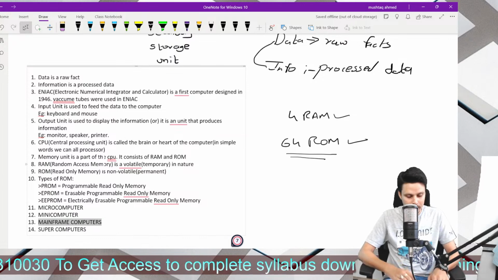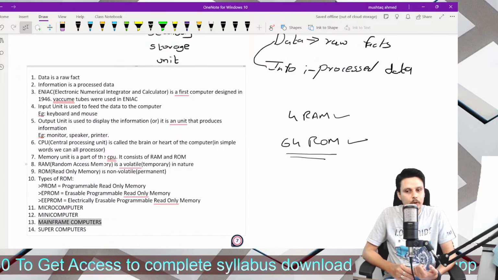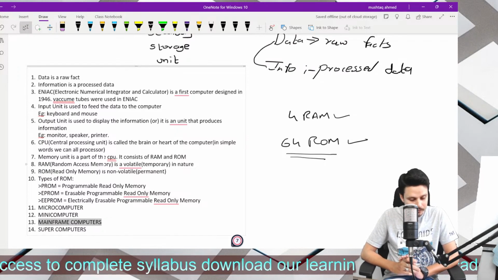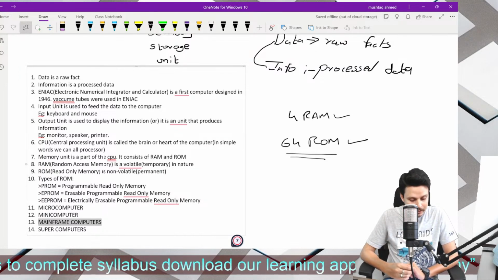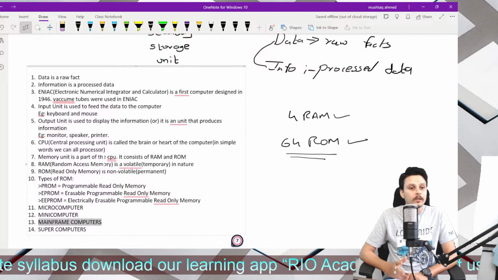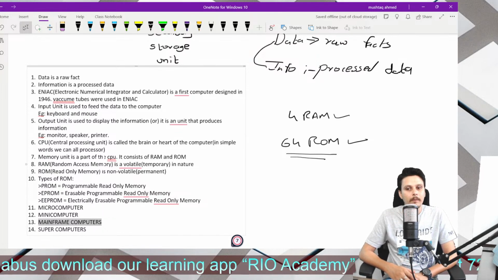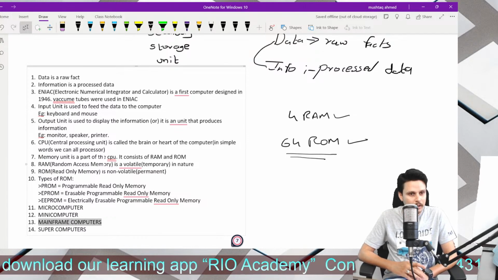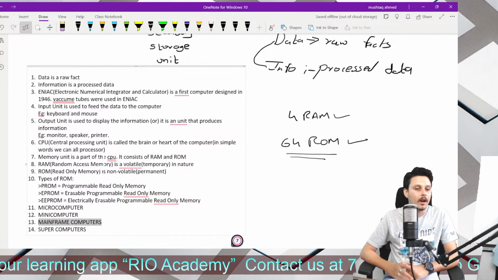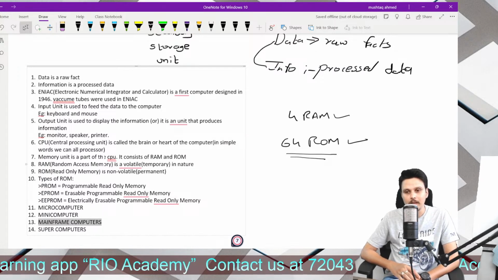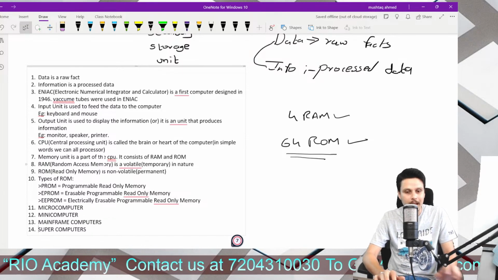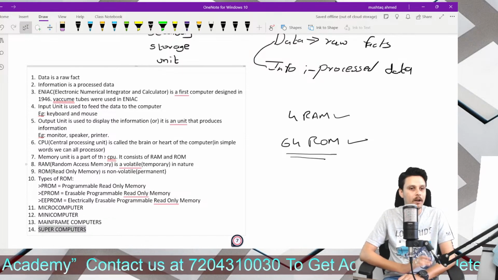What are mainframe computers? Mainframe computers are used by very large scale industries, where hundreds or thousands of users are there. The mainframe computer is the fastest computer used in very large scale industries, accessible by hundreds or thousands of users. There we cannot use microcomputers. The next one is supercomputers. As the name says, supercomputers are the fastest computers.